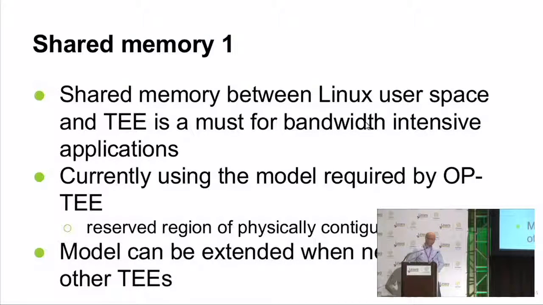So shared memory is a must if we have bandwidth-intense applications, like the DRM use case that was described just before, that's typically bandwidth-intense. The current model we have implemented is more or less what OP-TEE requires. It's a reserved region of physically contiguous memory. But as we add support for other TEEs, we could change this in different ways. It's not set in stone.